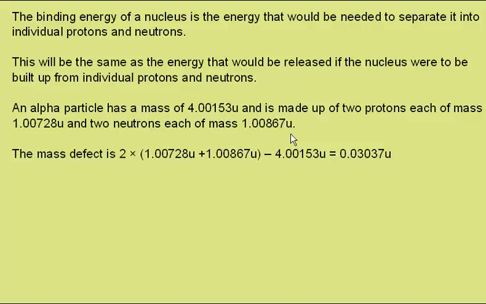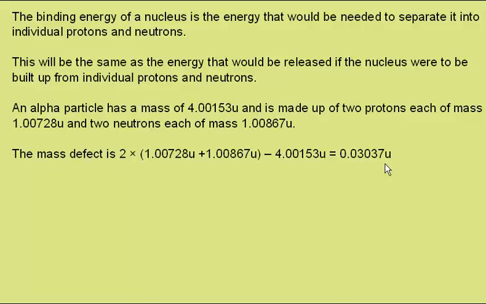The mass defect, or lost mass in making it up, is the mass of the things it's made up of, the 2 protons and the 2 neutrons, minus the mass of what we end up with, the alpha particle. This gives a missing mass of 0.03037 atomic mass units. It's as if we've built a wall out of 50 1-kilogram bricks and found the mass of the wall to be less than 50 kilograms.